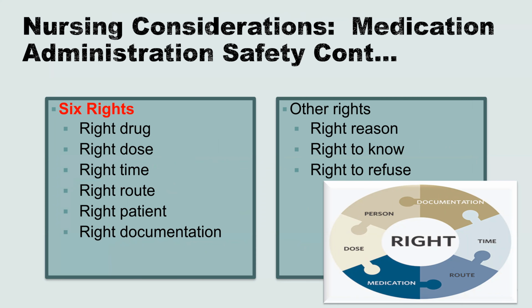So these are your 6 rights of medication administration. If you follow these rights, it means that you will give the right medication to the right patient in the right dose, using the right route at the right time with the right documentation, okay? You need to know those. Those are the 6 rights. Other rights are the right reason, the right to know, and the right to refuse.